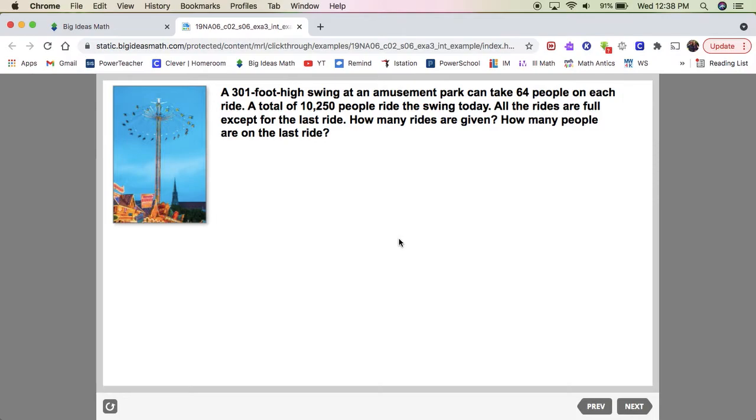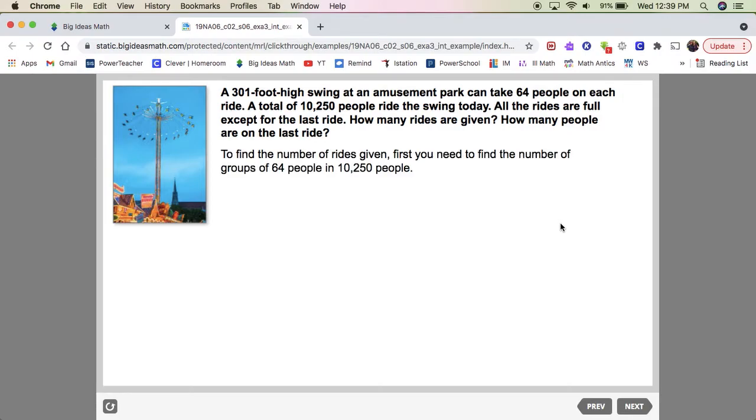There's something in there that we don't need. Just look at it for a second. There's some information they gave us that we don't need. I hope you notice that they threw in this number right here, and we don't need it because it doesn't matter how tall the swing is. That has nothing to do with how many people are riding on each ride.